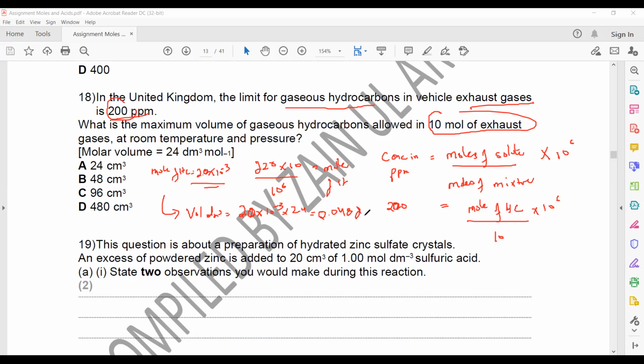0.048. But that is in decimeter cube, but all the answers are in cm cube. So if you want to convert the decimeter cube into centimeter cube, we have to multiply by 1000. So when I multiply this by 1000, it will come out as 48 cm cube. So B will be the right answer for question 18. Is it clear?